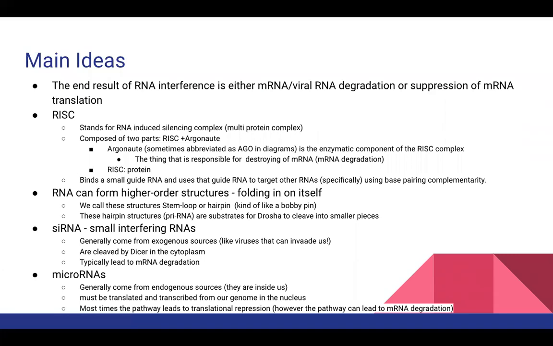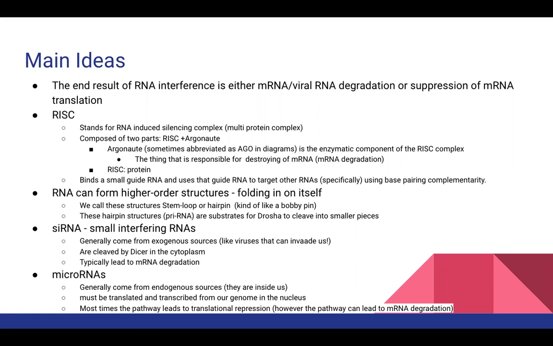RNA can form higher order structures, folding in on itself. And we call these stem loops or hairpins. And these hairpin structures, pri-miRNA, are substrates for Drosha to cleave into smaller pieces, which we'll see in the next diagrams. siRNA, and then we'll move on to these two right here.